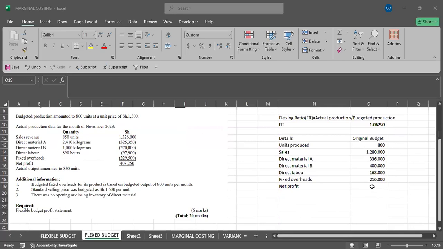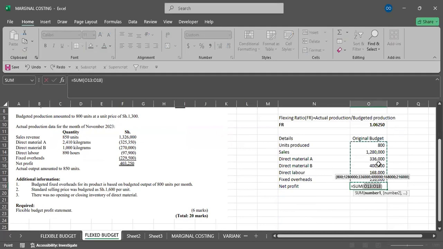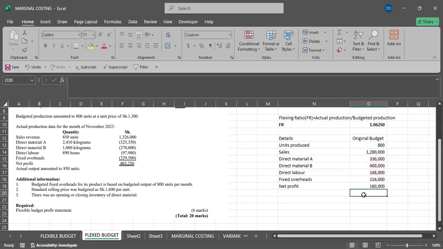Good. So can we now get net profit? How do we get net profit? Very simple. My net profit is equal to all the expenses. So these are the expenses. I put them together, then deduct from my revenue. It will give me 160,000.